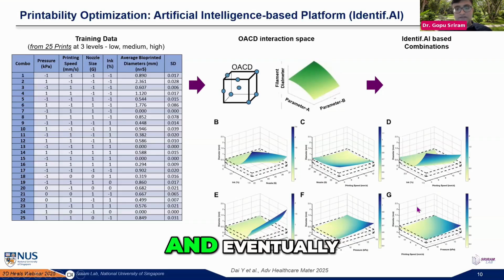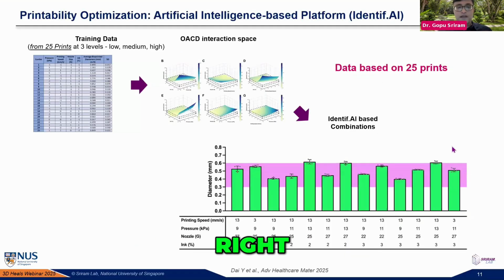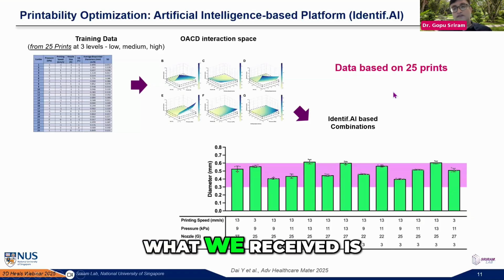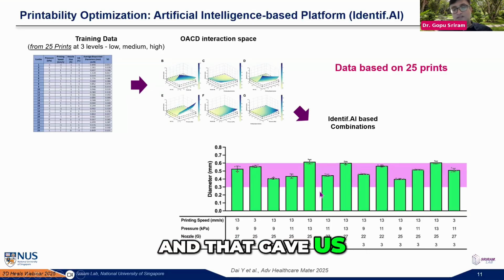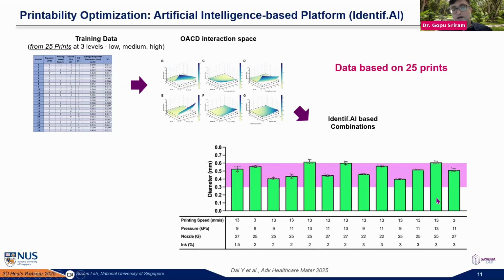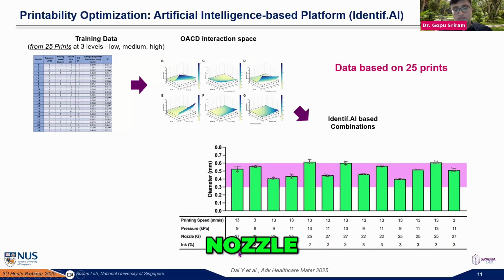orthogonal arrays, and eventually it ranks the top 10 or top 20, depending on what we are asking it to provide, right? So here what we received is, from these 25 prints, we have these 6 orthogonal arrays, and that gave us 13 top ranked printing parameters for the printing speed, printing pressure, nozzle, and the ink type to be used, right?